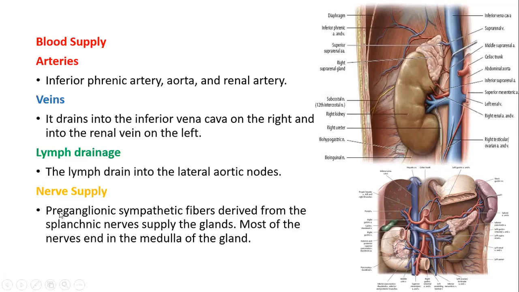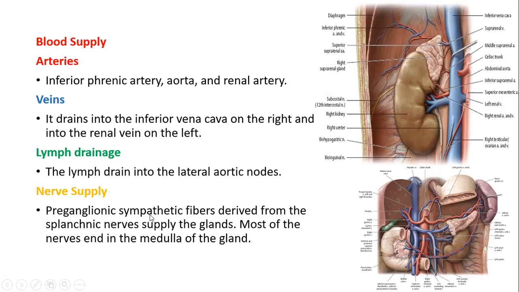Coming to the nerve supply, it will be by the preganglionic sympathetic fibers derived from the splanchnic nerves, which supply the gland. Most of the nerves end in the medulla. If you see here, they are preganglionic sympathetic fibers. Okay, so where are the postganglionic fibers?